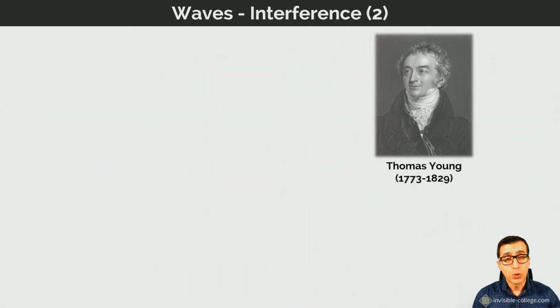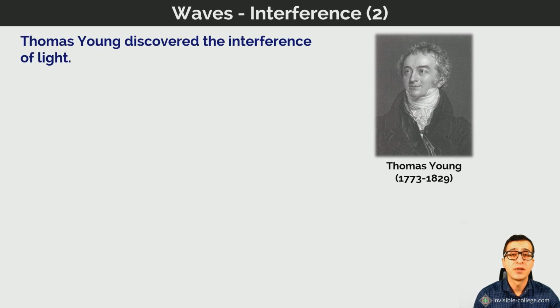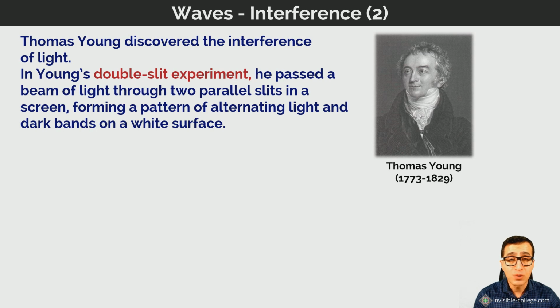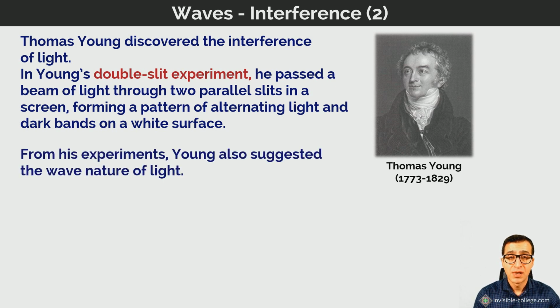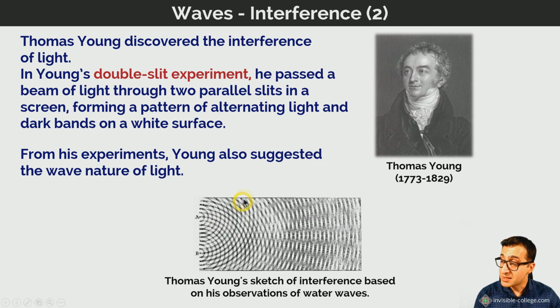Now, Thomas Young, a very important scientist in many respects, discovered that light could actually show this same kind of interference. In Young's very famous double slit experiment, he passed a beam of light through two parallel slits in a screen, forming a pattern of alternating light and dark bands on a white surface. From his experiments, Young also suggested the wave nature of light, because he said, well, waves, like the waves on the surface of water, show this property of interference, and he had shown that light actually also shows this property of interference.